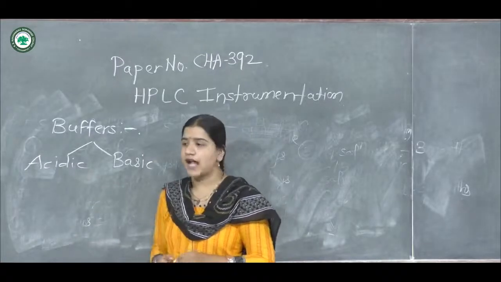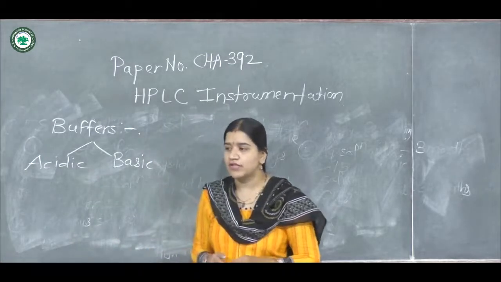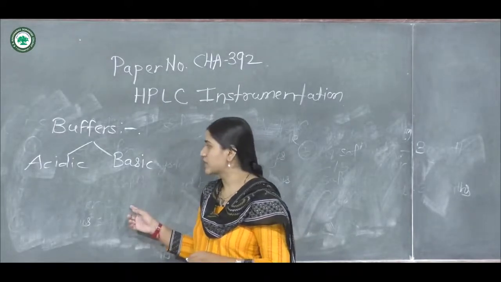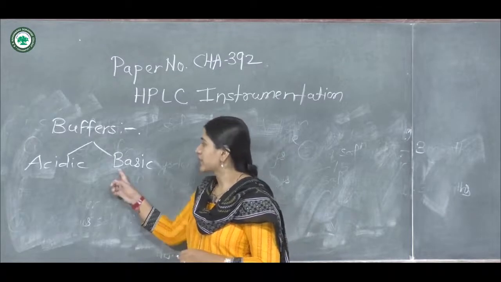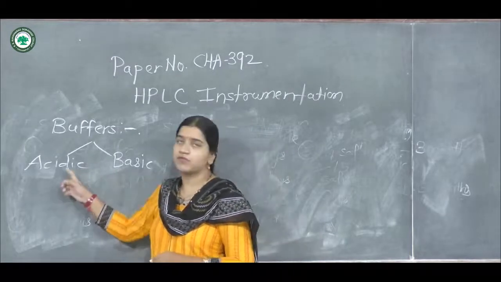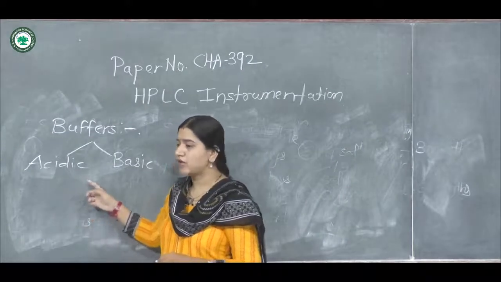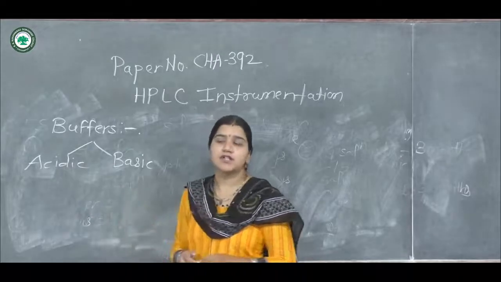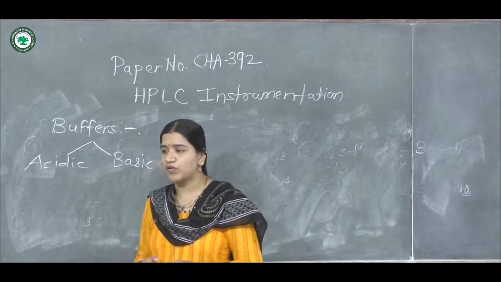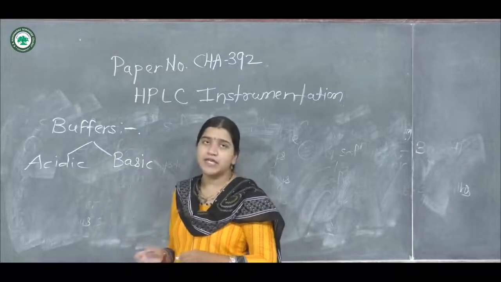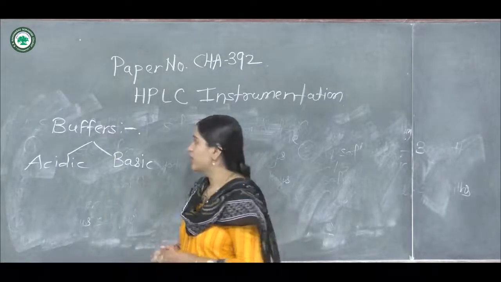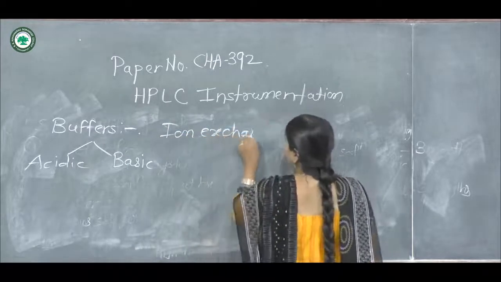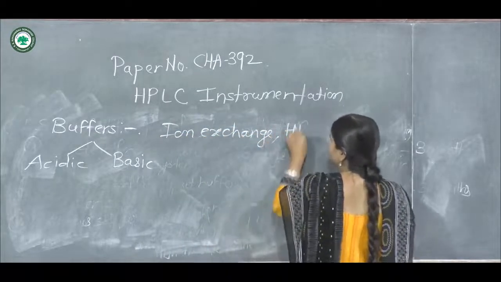Now buffers at a pH 2 units lower than the pKa value will give you the dissociated species, or the basic buffer greater than 7 pH, acidic buffer less than 7 pH. Now concerning the acidic or the basic condition which is required for the HPLC column, you will adjust the pH of your solution. So buffers are used in ion exchange chromatography as well as in HPLC.